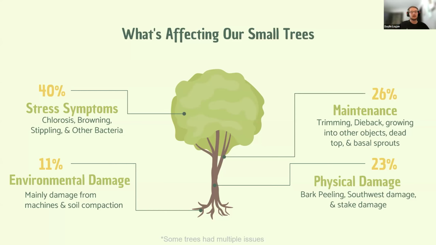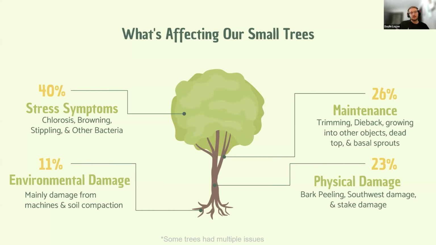It normally means some kind of stress. But 11% was from environmental damage, which is mainly from machines, soil compaction, people stepping on the roots, all of that. 23% was physical damage, like bark peeling, mechanical damage from hitting it, southwest damage, which happened quite a bit, I saw, stake damage, and other kinds of physical damage to the stem.